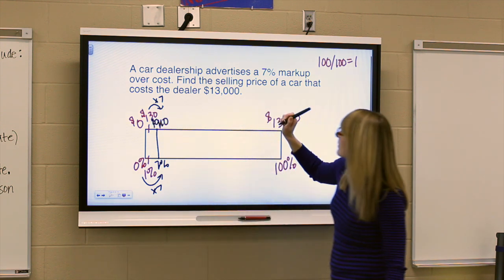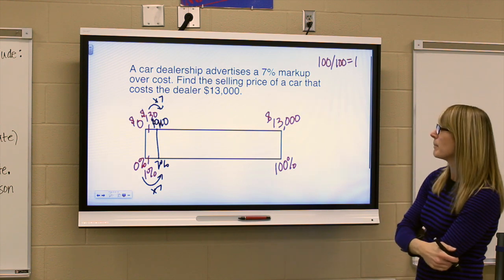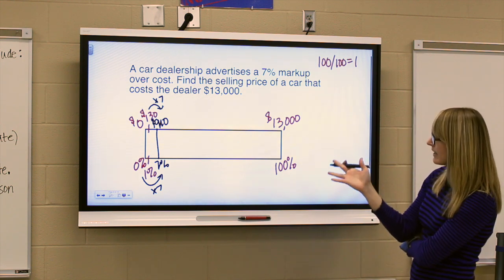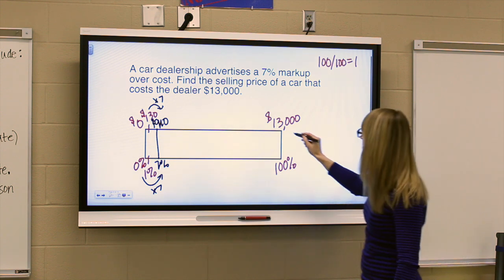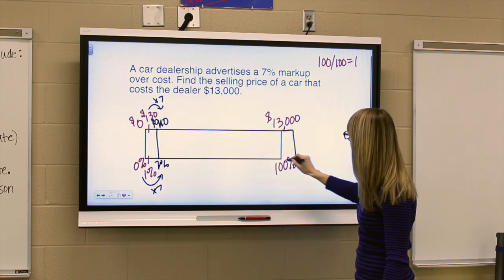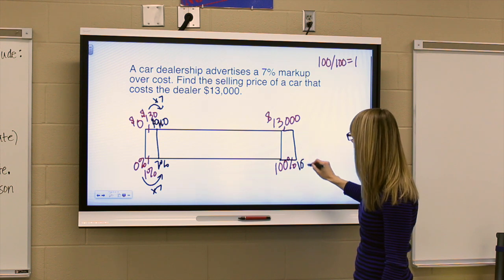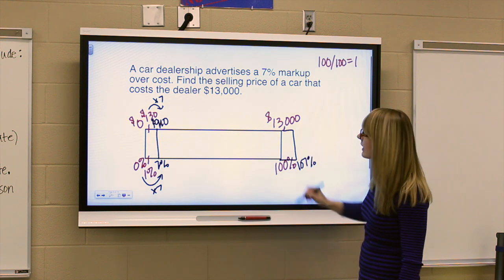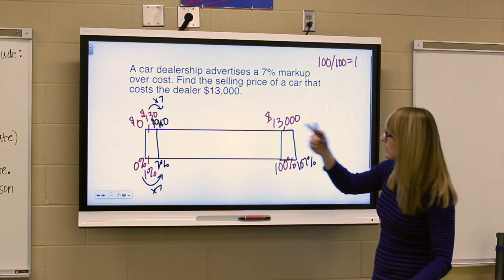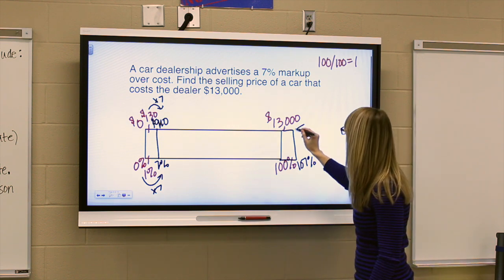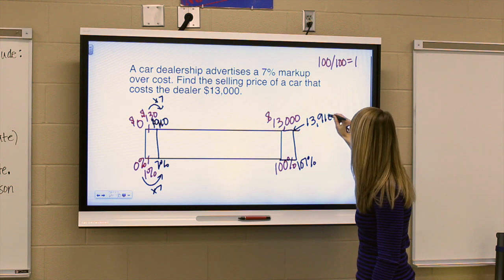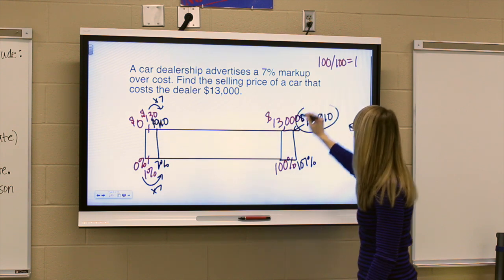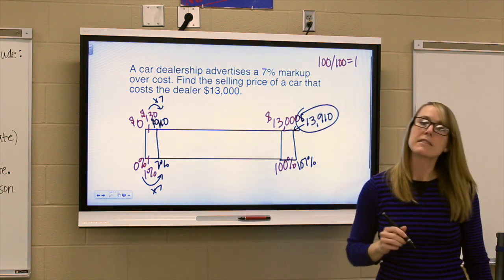So we know that the dealership is going to mark up the car $910, and we're looking for what the selling price is. So that will get us beyond the 100%. This is going to take us to 107%. And so if you take 13,000 plus 910, that of course gets you $13,910. That would be the selling price of that car.